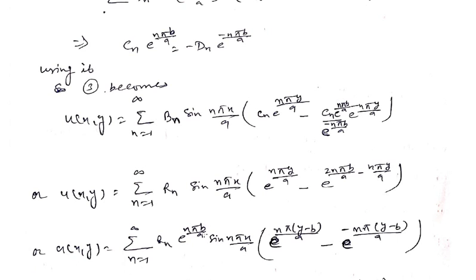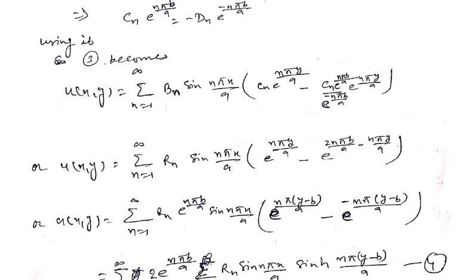bn exponential n pi b by a sin(n pi x by a) into exponential n pi y by a, as here no terms of exponential n pi b by a. So when we take the n pi b by a outside, here we have to multiply a term exponential minus n pi b by a. So it becomes exponential n pi (y minus b) by a. And here the remaining term is exponential minus, taking minus outside, we get n pi (y minus b) upon a. So this becomes sine hyperbolic n pi (y minus b) by a upon 2, or 2 sine hyperbolic n pi (y minus b) by a.